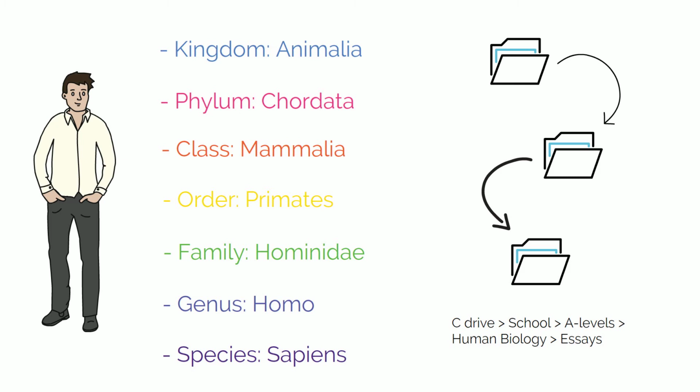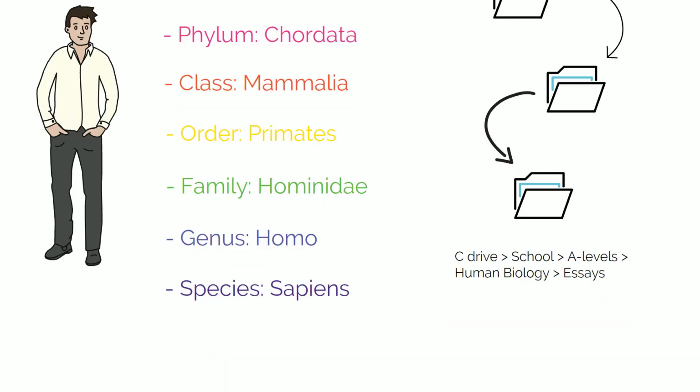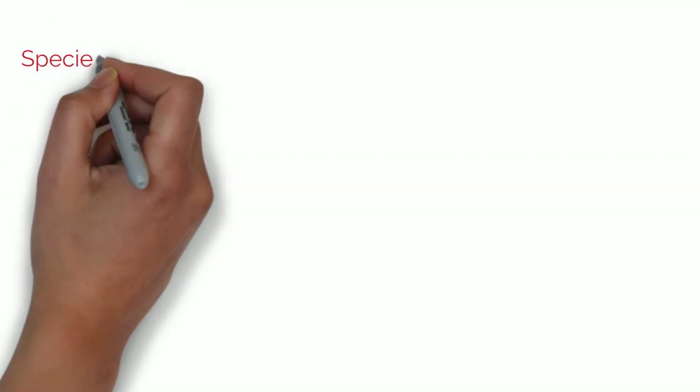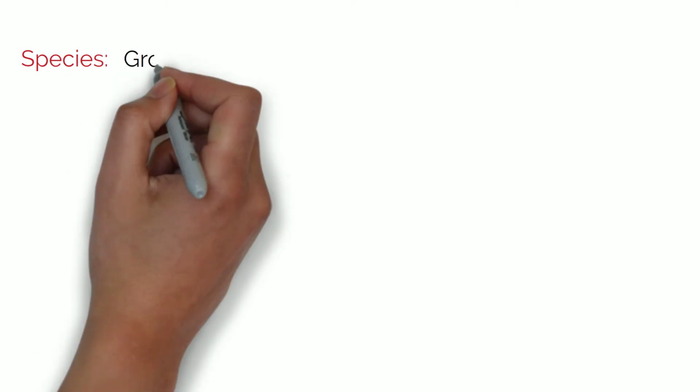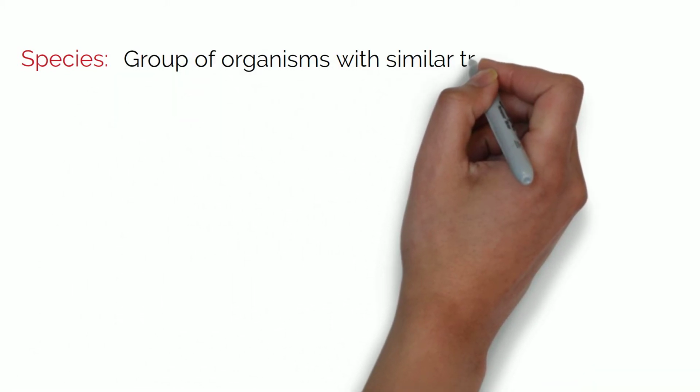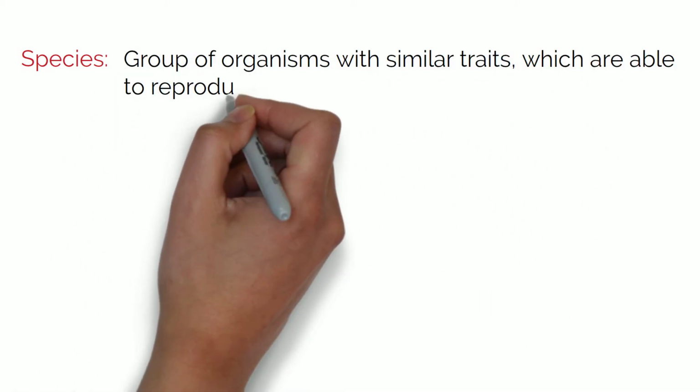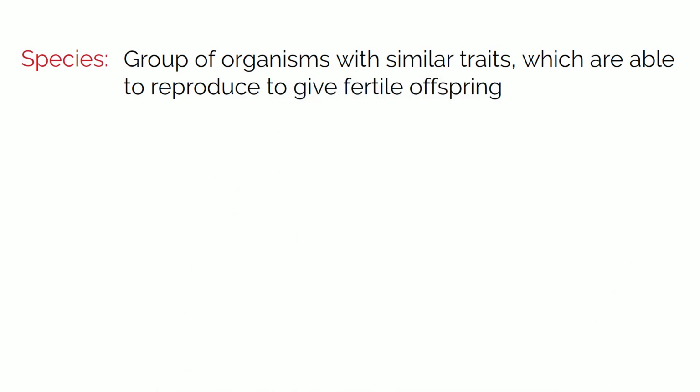So in order to locate that one essay, you need the whole pathway from C drive until the essay folder. The same happens with this system. If you want to locate, so to speak, a specific species, you need to know all about it, from its kingdom to its species and subspecies. So what is a species after all? A species is a group of organisms with similar traits which are able to reproduce to give fertile offspring.